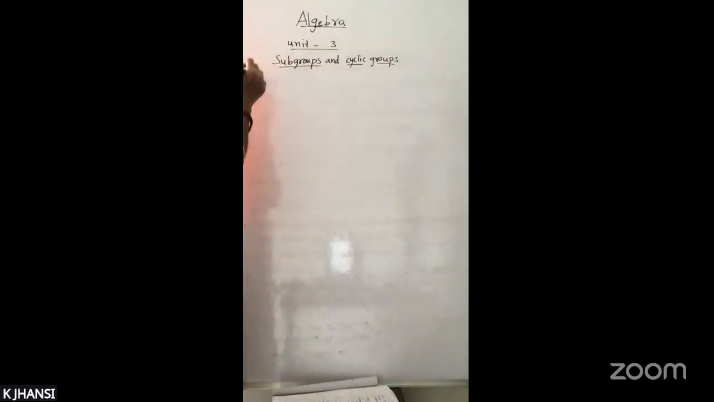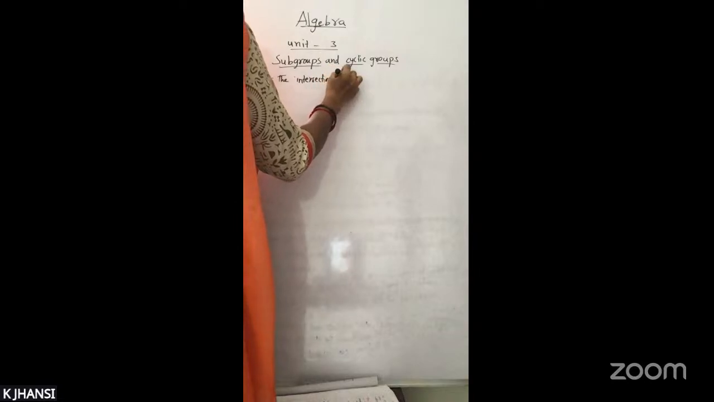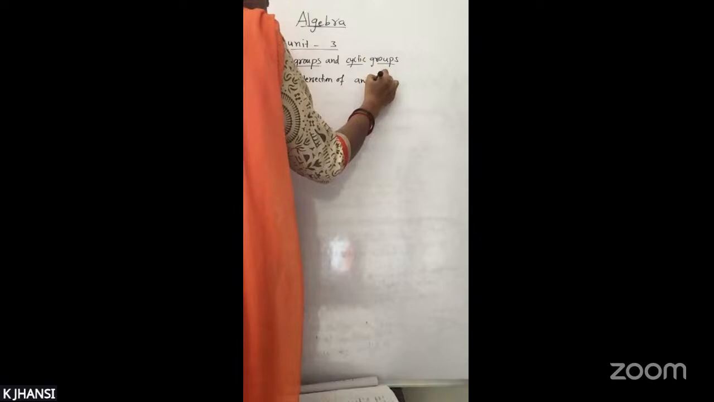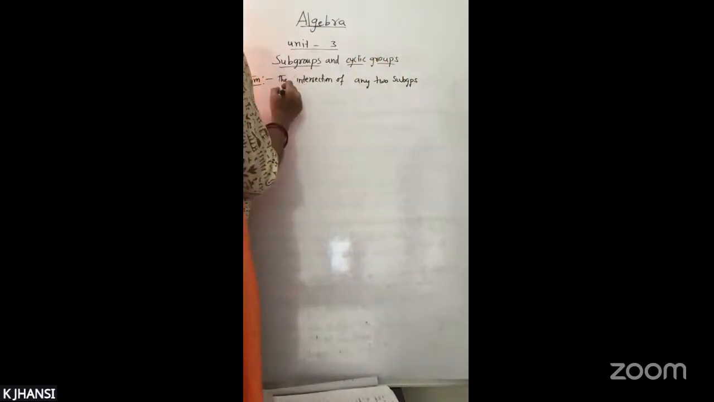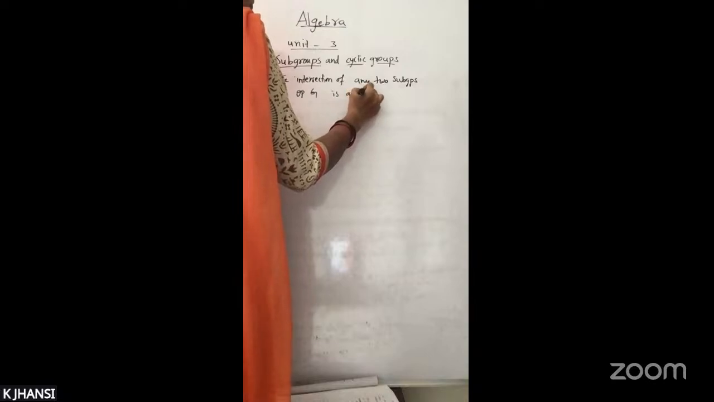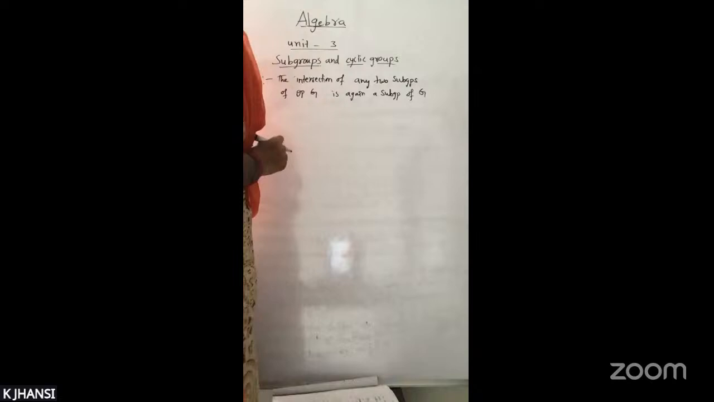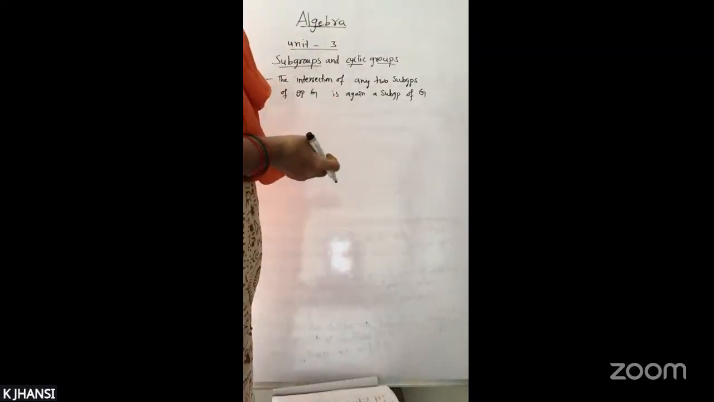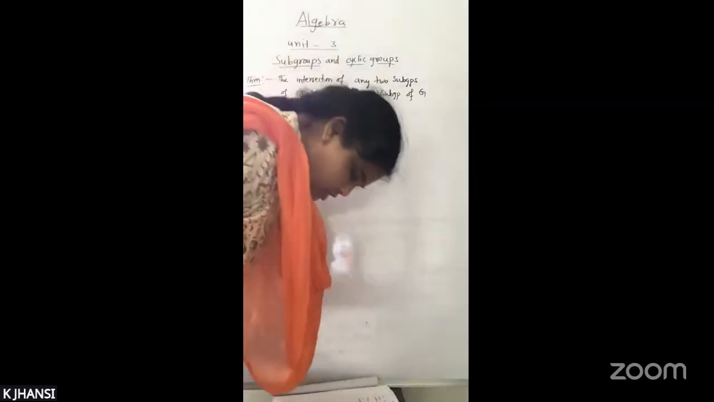So the next theorem is: the intersection of any two subgroups of a group G is again a subgroup of G. You can choose any two subgroups here, H and K, or H1, H2, K1, K2, anything you like, such that their intersection is also a subgroup of G.